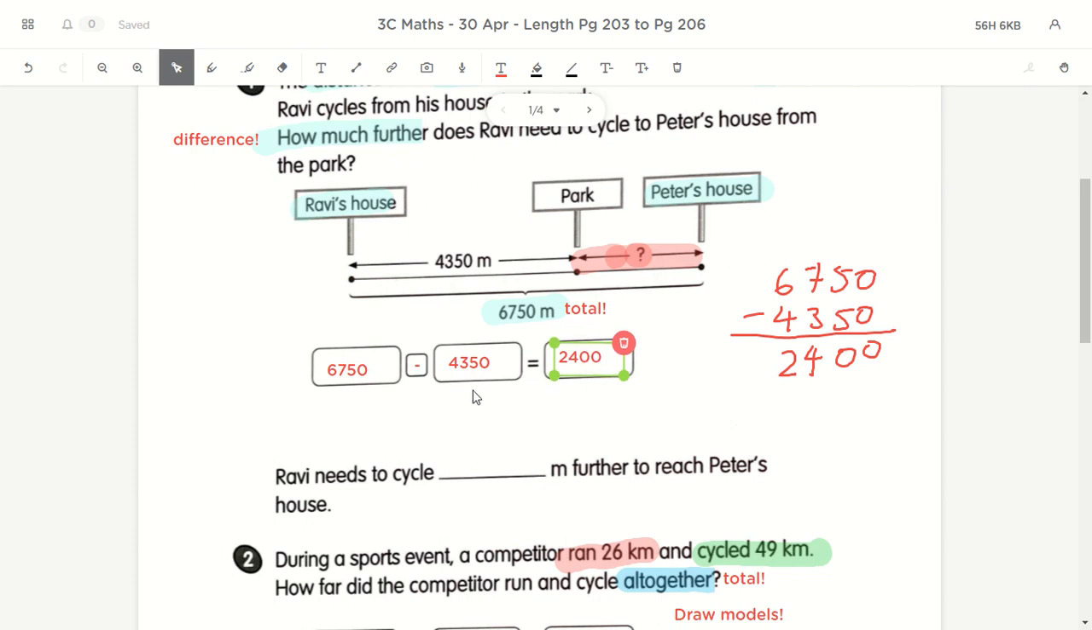Okay, so some questions may ask you to change to different units, but in this case, there's no need to change to different units because the answer statement is in meters. So all you need to do is just use the final answer, which is 2,400 meters. Okay, so this is question 1, quite straightforward.